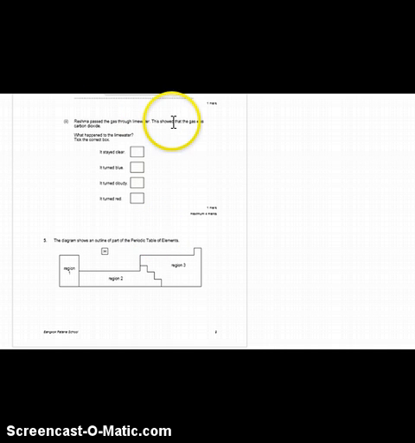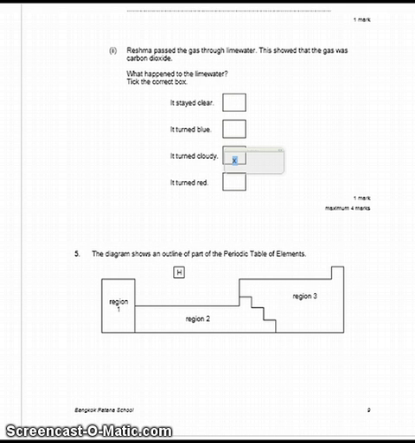So Rashima passed the gas through lime water. This showed that the gas was carbon dioxide. What happened to the lime water? So you have to state what happens when you bubble carbon dioxide through lime water. So the answer is it turned cloudy. Now sometimes we would say it turned milky rather than cloudy. So either of them would be acceptable.